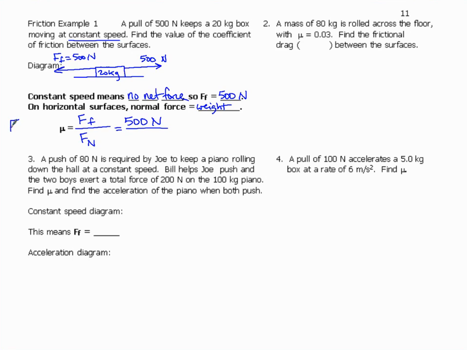So remember, weight was equal to mass times gravity. And so the mass is 20 kilograms, and gravity is 10 meters per second squared. So we have 500 newtons divided by 200 newtons, which tells us the coefficient of friction is 2.5. And again, there are no units because newtons cancel with newtons.